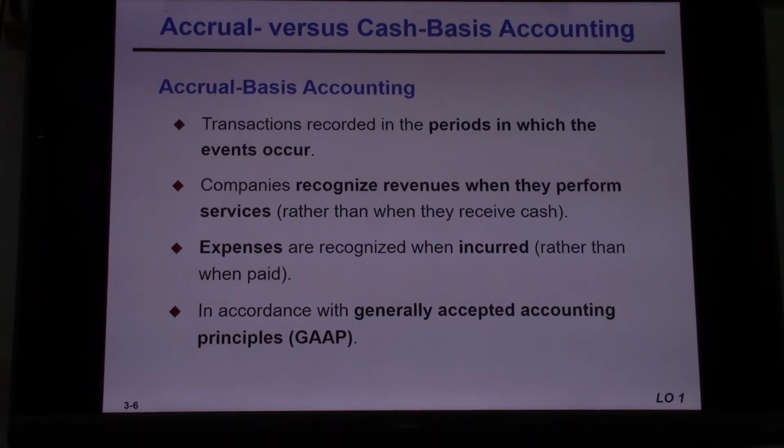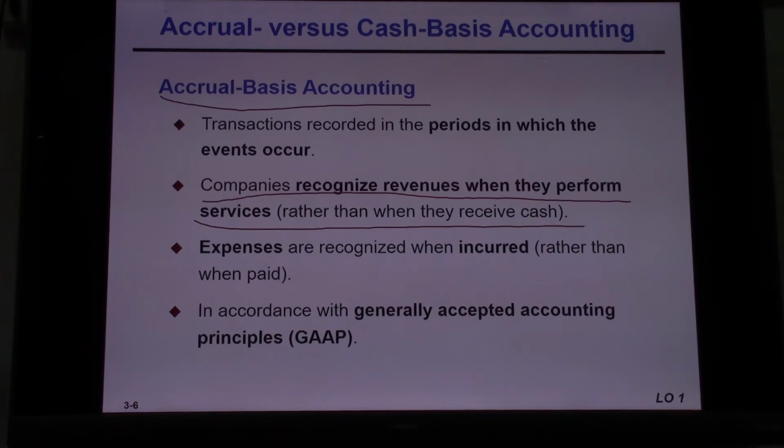According to this slide, as you see, there are two accounting bases, accrual basis and cash basis. Under the accrual basis, companies should record transactions in the period in which the events occur. For example, if the company is preparing its journal entries using accrual basis, the company should recognize revenues when they perform the service rather than when they receive cash. And also, companies should record expenses when incurred rather than when paid.